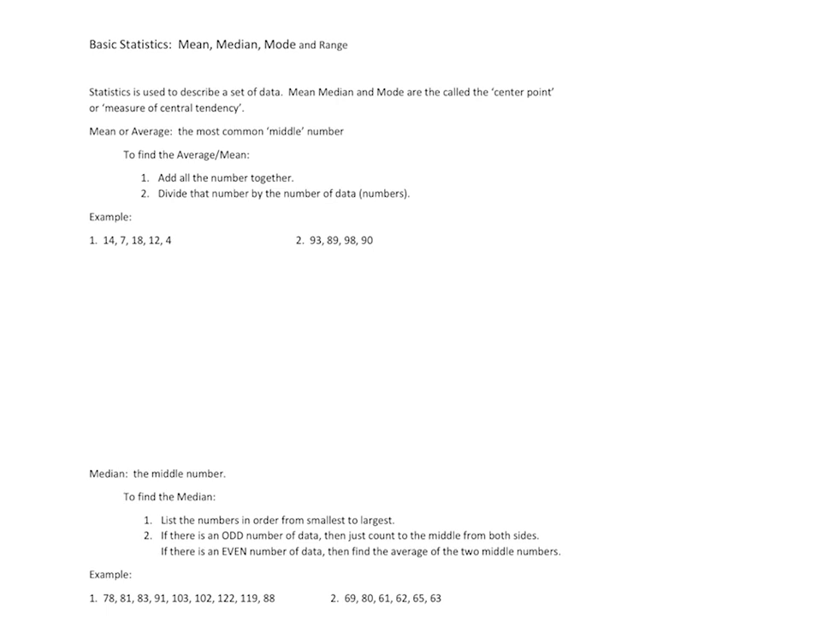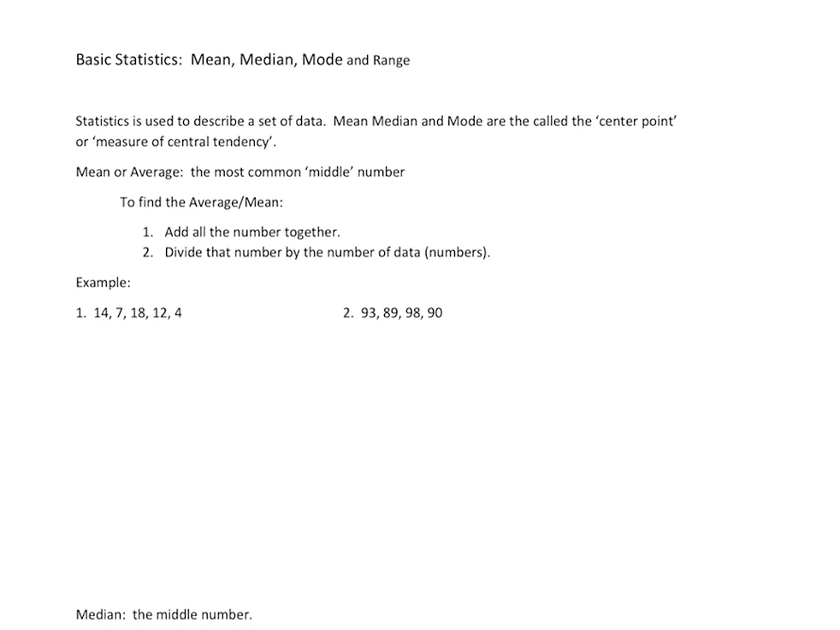Okay, so first thing, mean, median, and mode. So mean. Statistics, obviously sets of data. So mean, median, and mode are called the center points or central tendencies. Mean is average. That's your kicker right there. So that's your average. It is not the middle number.